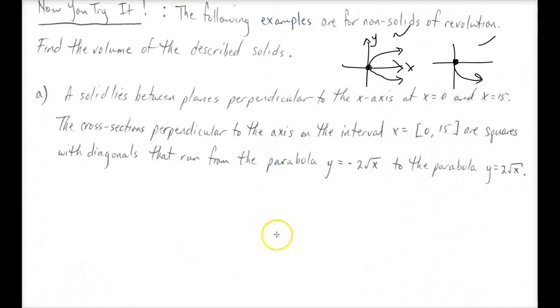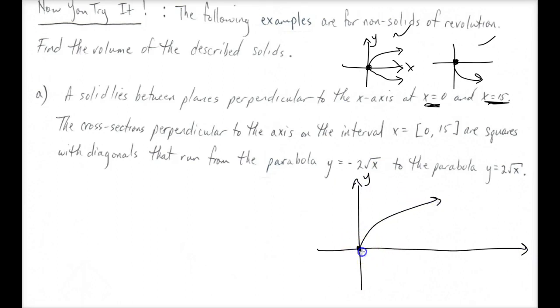So we need to, first of all, draw a picture that illustrates this, but at the same time, it also lets us know within what x values we have to keep ourselves. So let's just draw this. We're looking at a parabola that looks like this and like that, and we'll keep going from x equals 0 to x equals 15.